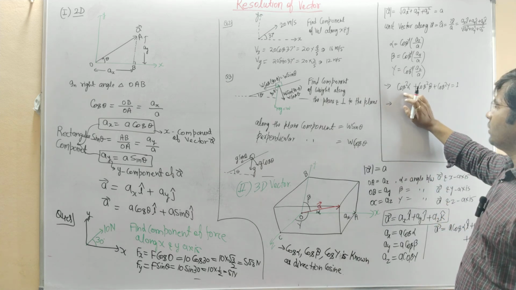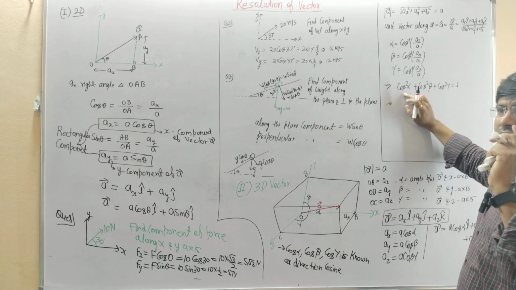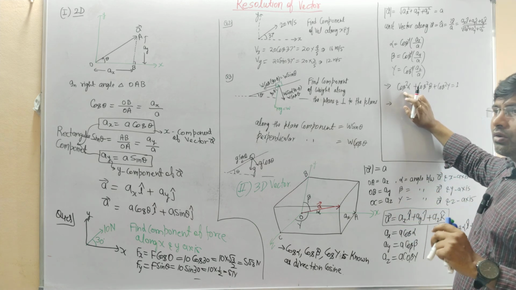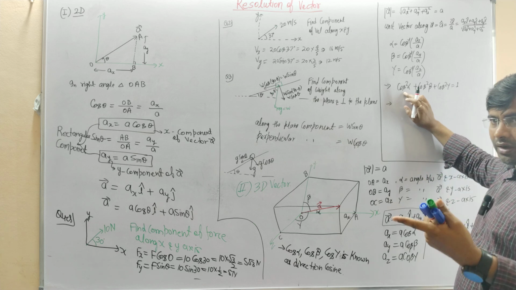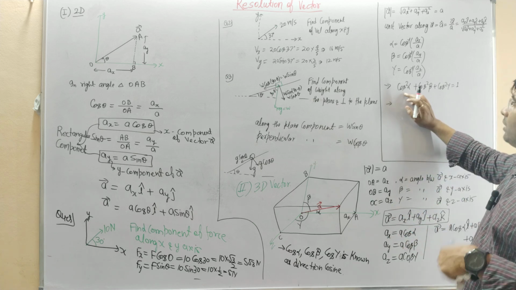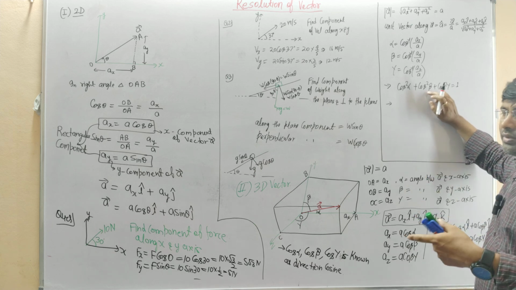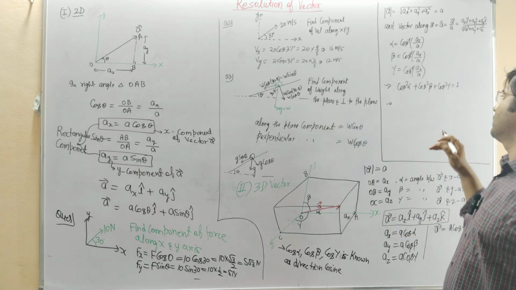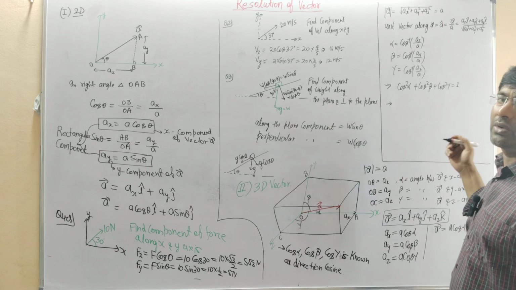And if I write cos square alpha equal to 1 minus sin square alpha, because cos square alpha plus sin square alpha is 1, then exactly we can write 1 minus sin square beta and 1 minus sin square gamma. So here, 3 minus sin square alpha, sin square beta, sin square gamma.